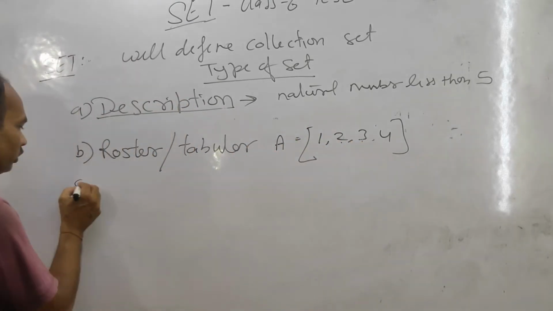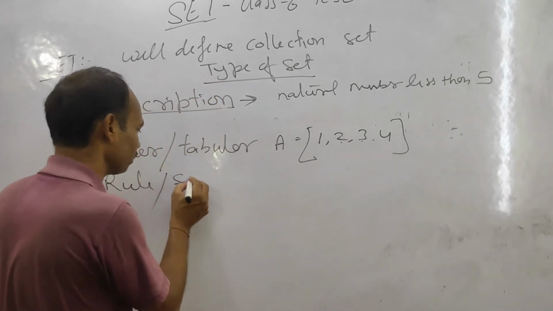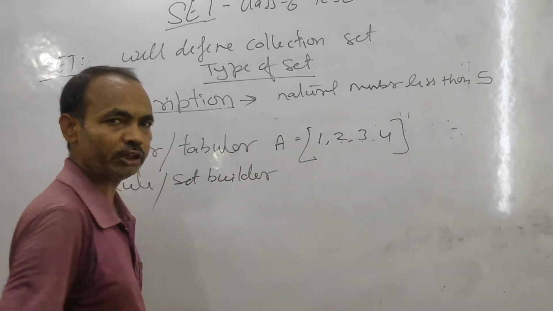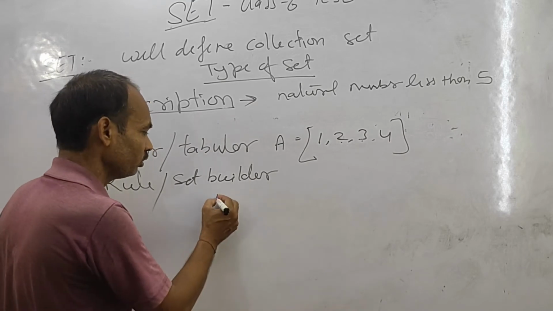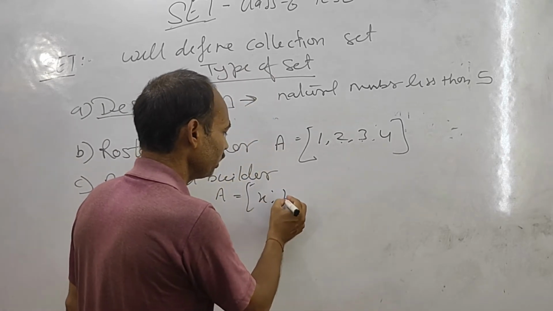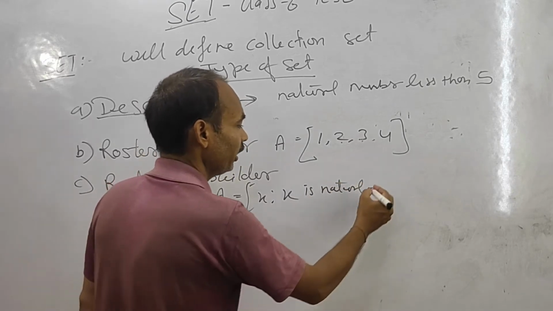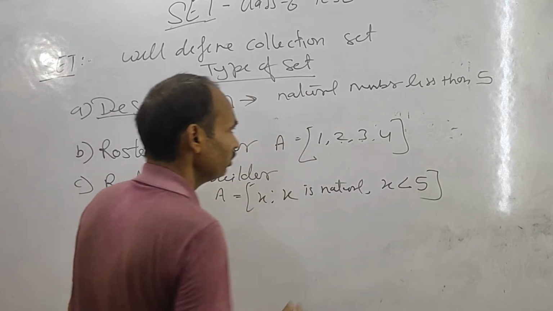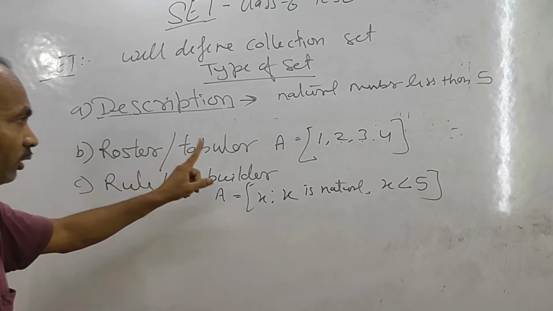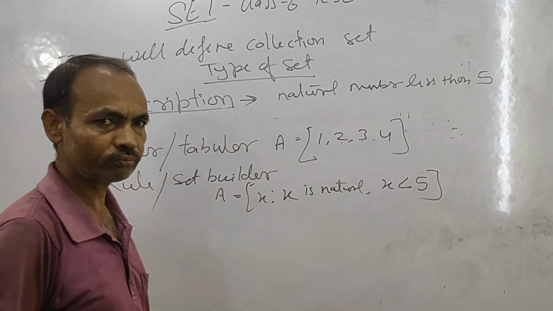And the third method is the rule method, or set builder method. It can be written in the form such that A is equal to {x : x is a natural number and x is less than 5}. So there are three methods: the descriptive method, the roster or tabular method, and the rule or set builder method, and you can write by changing the topic and so on.